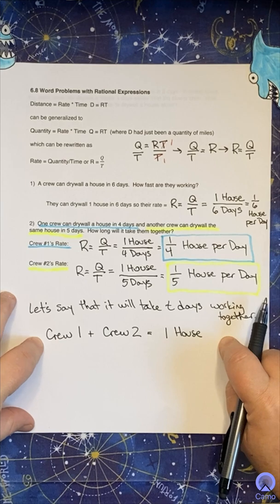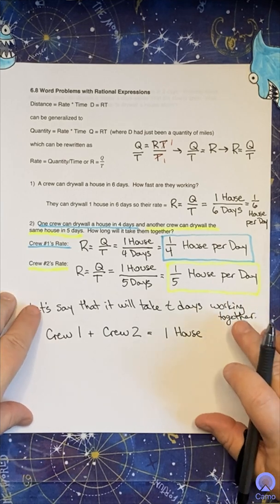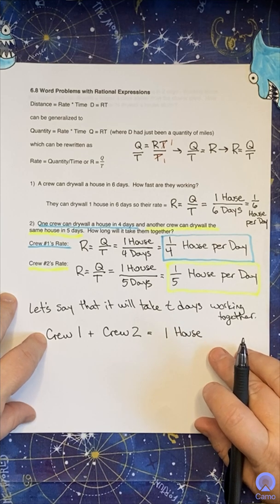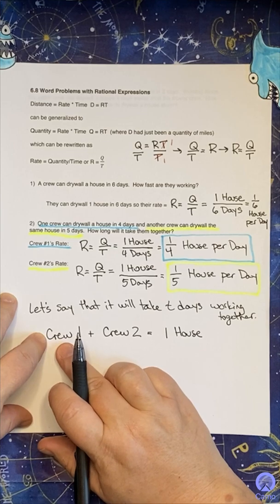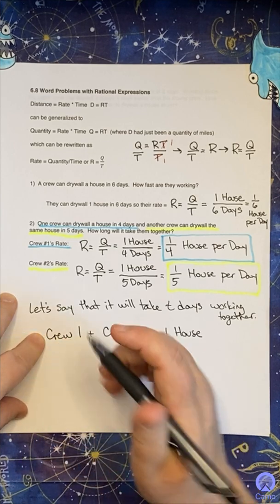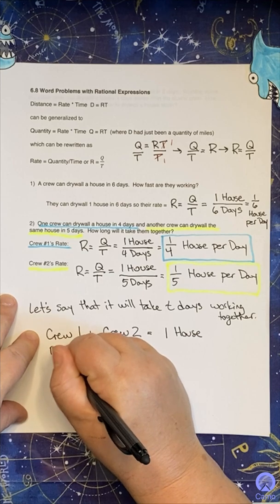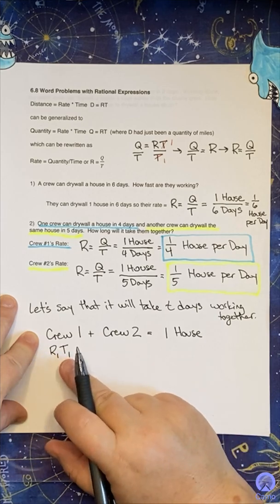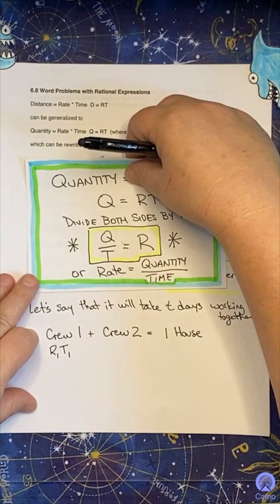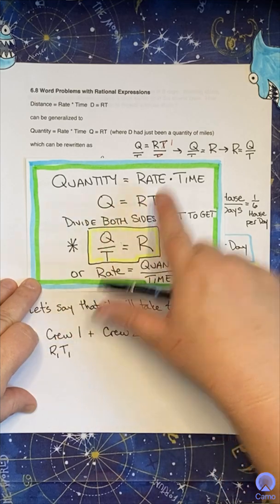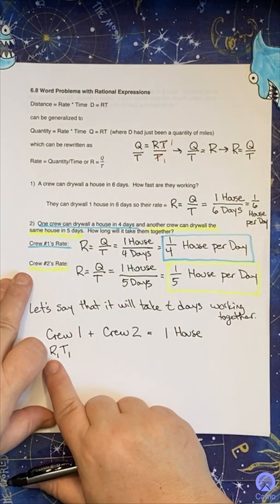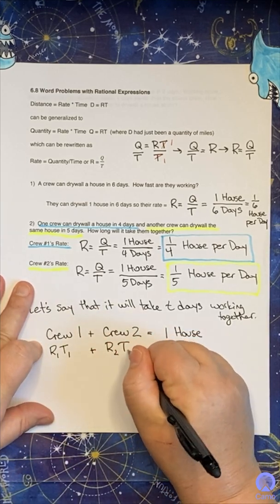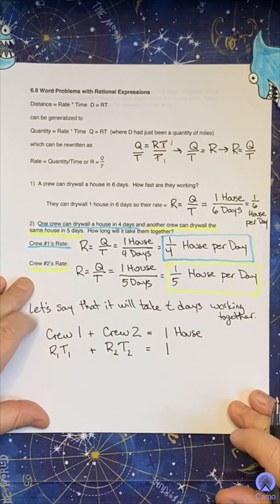So it's a little bit different than what you may have seen elsewhere. And if you have another way to do this and it makes sense to you, then oh my gosh, use that method. Okay, so crew number 1, how much are they going to finish? Well, they're going to finish their rate times their time. Right? Quantity equals rate times time. So they're going to work their rate times their time. Crew 2 is going to work their rate times their time. And I'm going to get 1.